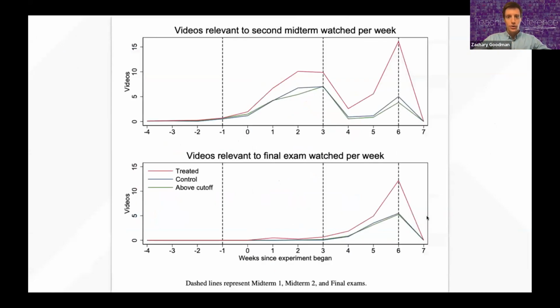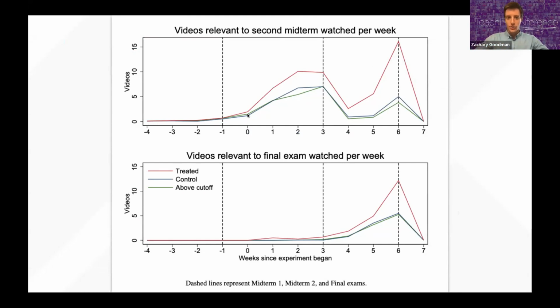Okay, let me show you one more plot about the first stage. I also want to show you that students were watching videos relevant to the exams at a time that made sense. So in the top plot, you can see when students were watching videos relevant to the second midterm, which is this dashed line here. And what you see is before the experiment starts, there's no separation at all in video watching between the treated students, the control students, or the students above the median who aren't in the experiment.